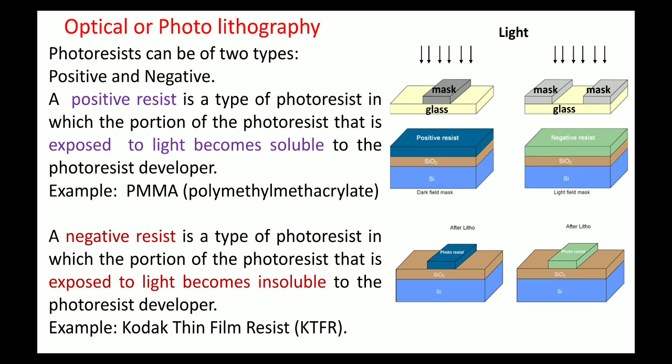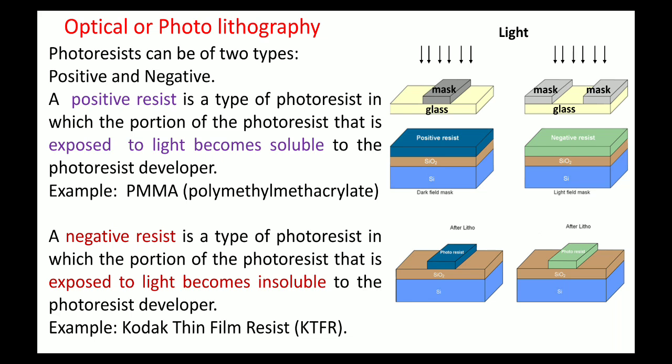So you can see the negative photoresist is represented with this green block. The light is incident in the middle part only, and the light is blocked with the mask on each side. So when you put this negative photoresist in the developer, because the light is incident in the middle, that part will not get dissolved in the developer. And the remaining part, which is not exposed to light, will get dissolved in the developer.